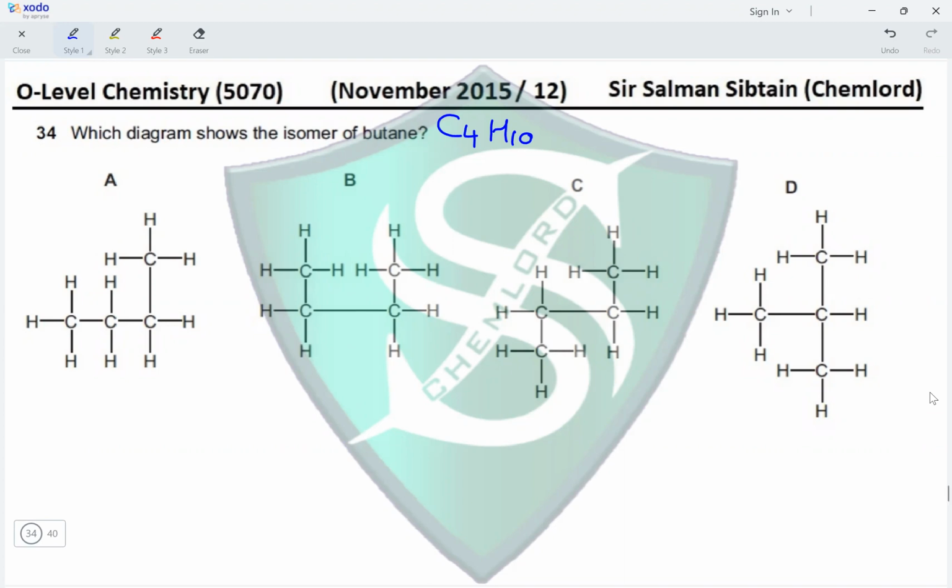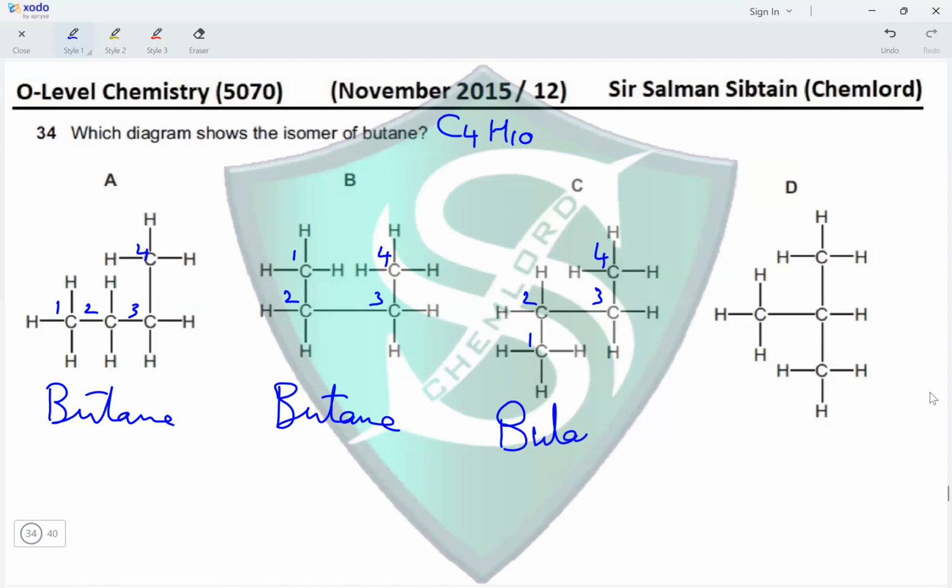So, looking at option A, 1, 2, 3, 4. Four carbon atoms are present in a straight chain. So, this is butane. In option B, 1, 2, 3, 4. Four carbon atoms are present in a straight chain. So this is also butane, not its isomer. Just another way of representing butane. In C, we have 1, 2, 3, 4. Again, another way of representing butane, not its isomer.